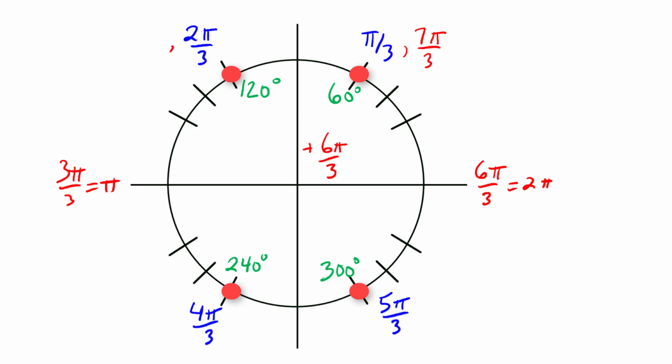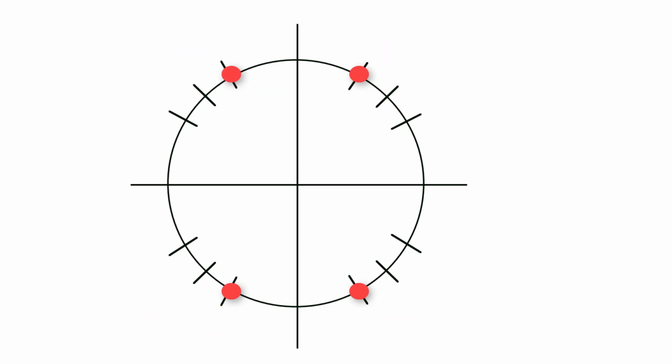7 pi over 3, 6 plus 2 is 8 pi over 3. 6 plus 4 in quadrant 3 is 10 pi over 3. And in quadrant 4, 5 plus 6 is 11 pi over 3. And of course, we can also do the negative angle measures. These are familiar to you: negative 60, negative 120, negative 240, negative 300, and negative radian measures as well.